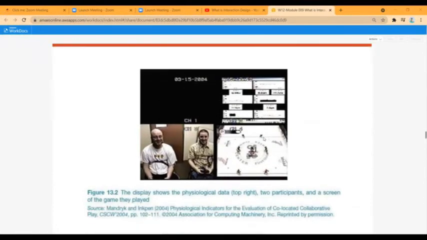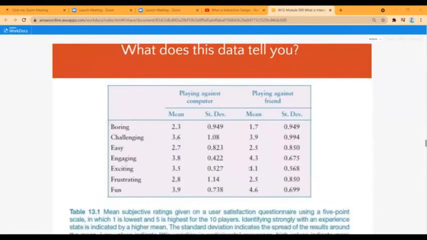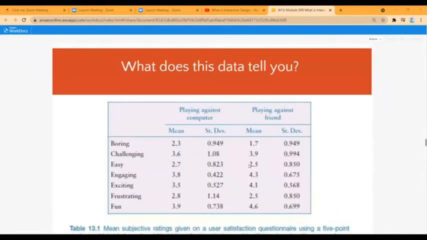Okay. In figure 13.2, the display shows the physiological data. So top right. Okay. Two participants. Okay. And the screen of the game they played. So this one. So what does this data tell you?